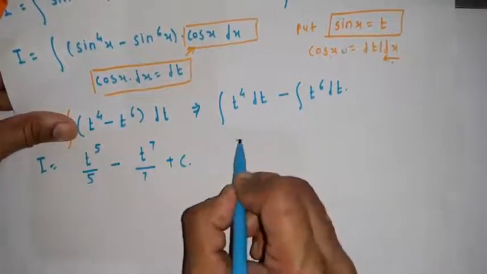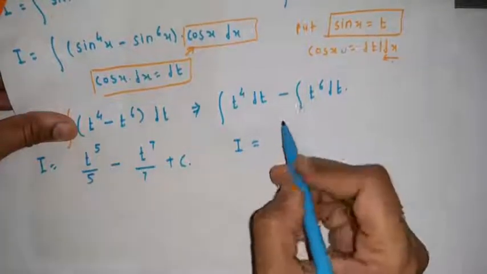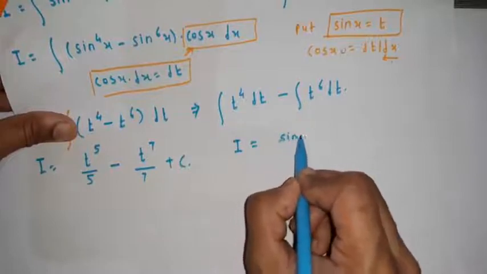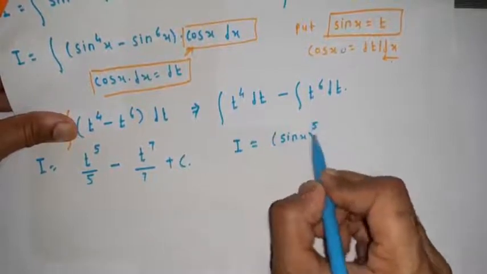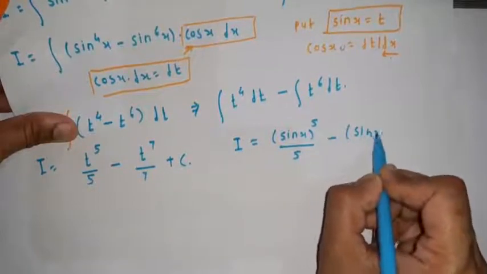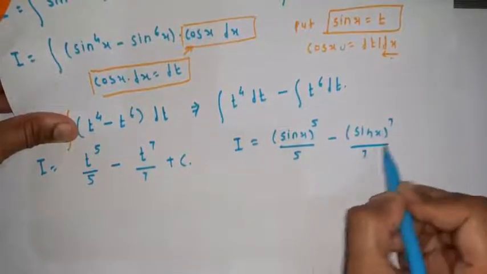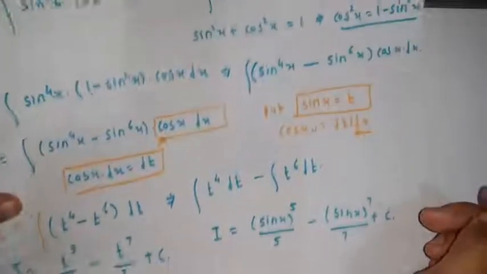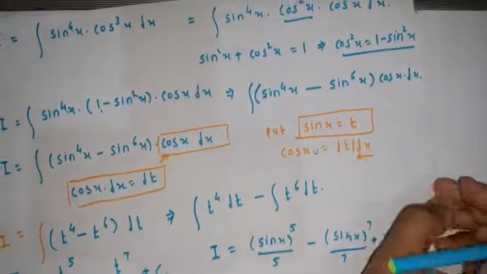Resubstitute the value of t, and hence integration I equal to, that is sine of x raised to 5 upon 5 minus sine of x raised to 7 upon 7 plus constant of integration c. In this way we have to solve the problems.